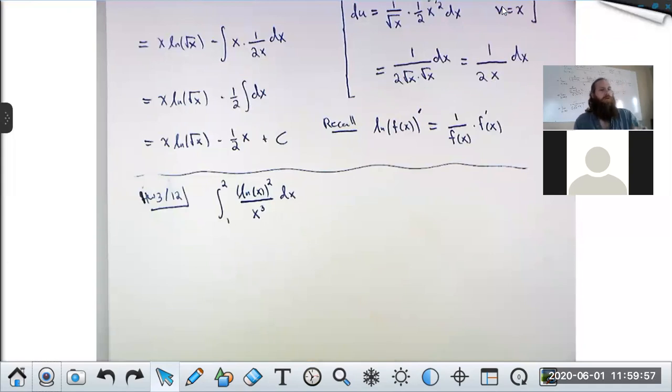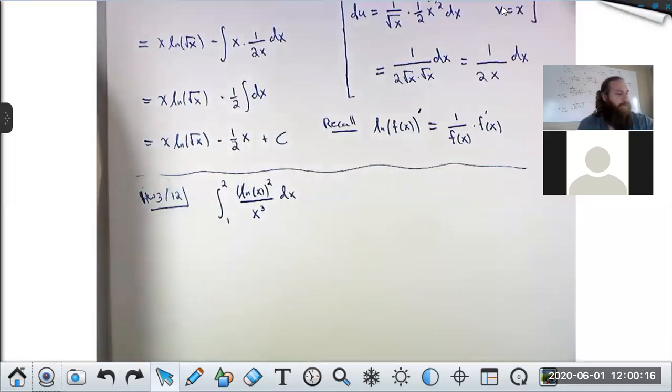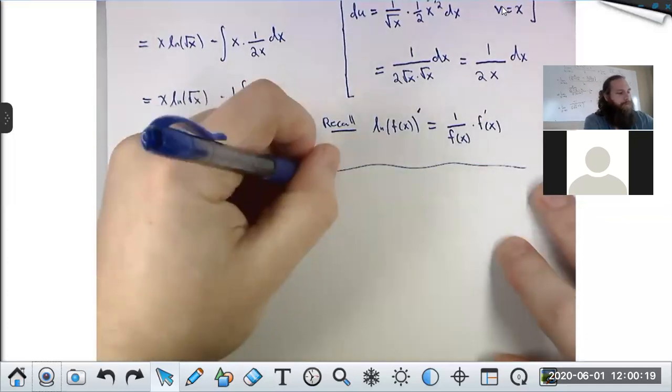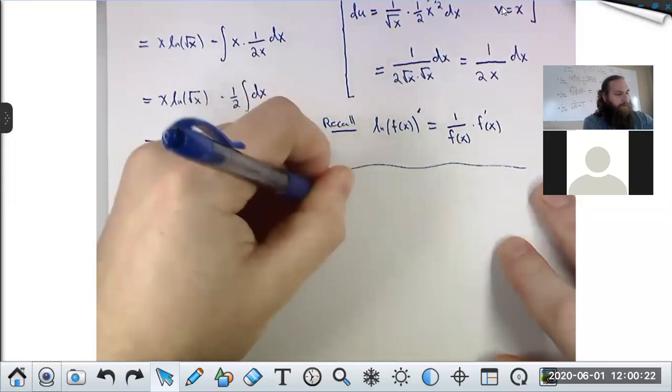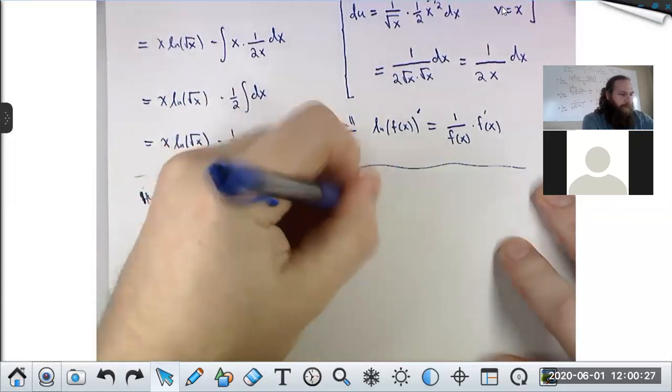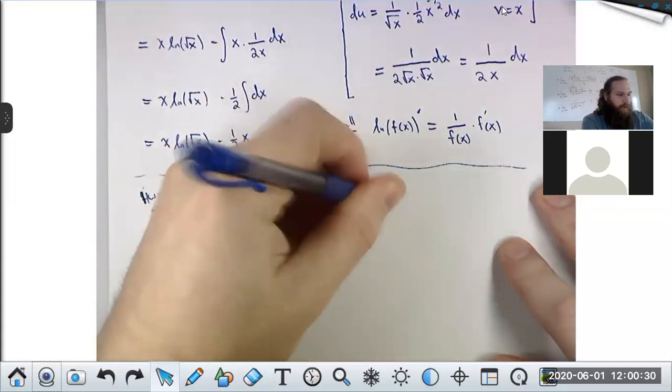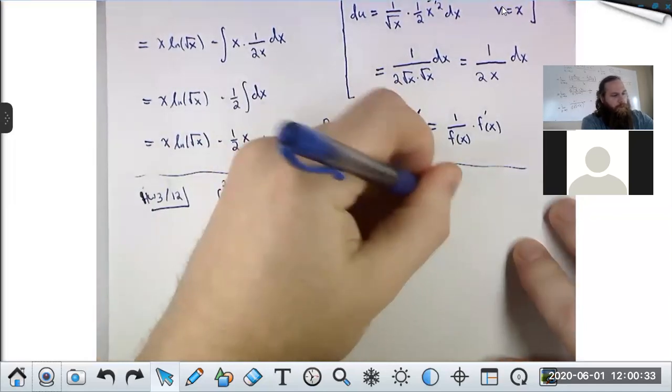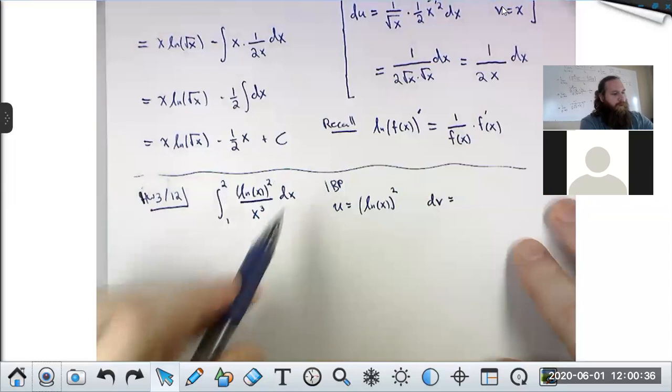We could try making a substitution first. That would gobble up one of those x's from the denominator, but then I'd still have 2 of them left. So I'm not sure that the substitution first is the way to go here. We can just jump in with our IBP. Cross our fingers, hope everything works out. Let's try that. So I would choose u to be my logarithm piece, which is the ln of x all squared, and dv to be everything else, which is 1 over x cubed dx.